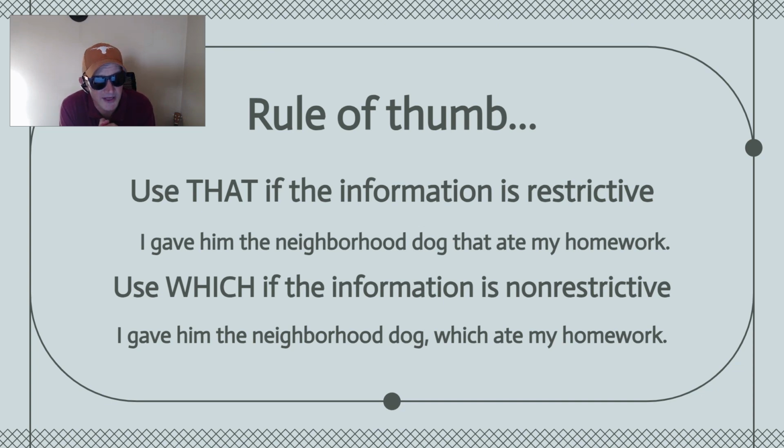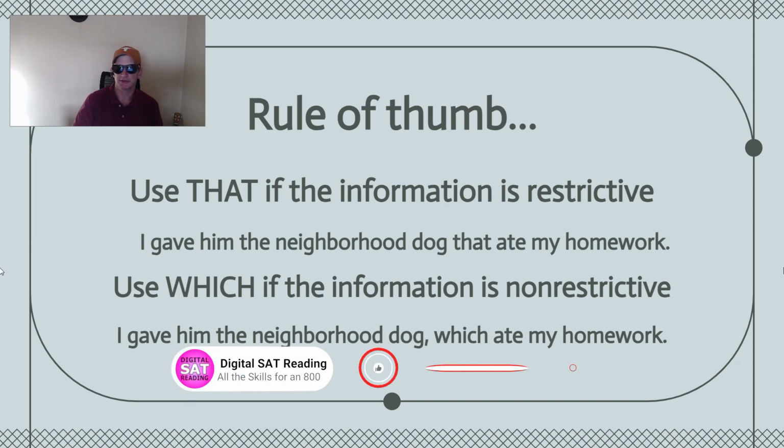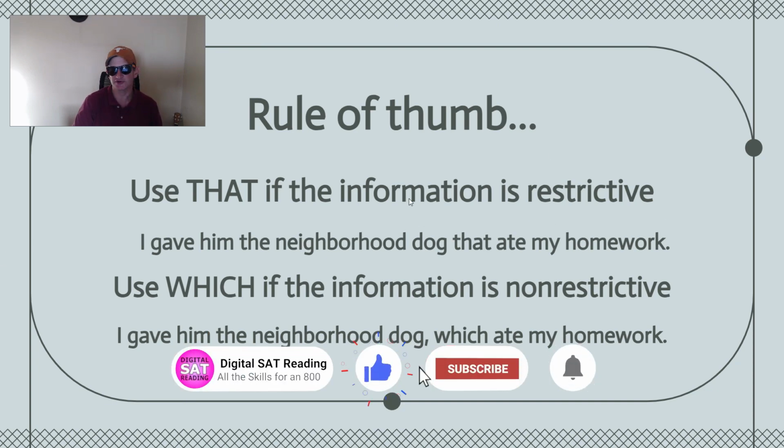Second one, you use which if the information is non-restrictive. I gave him the neighborhood dog, which ate my homework. In this case, there's only one neighborhood dog. And so we don't need which ate my homework to know which dog I'm talking about. So we use a comma. Boom. So that's restrictive, non-restrictive.